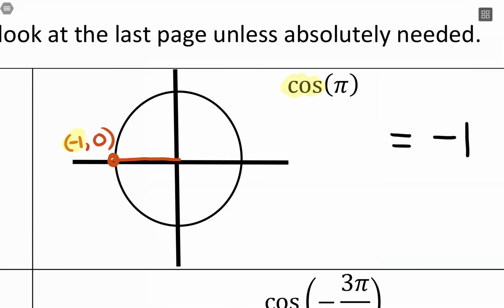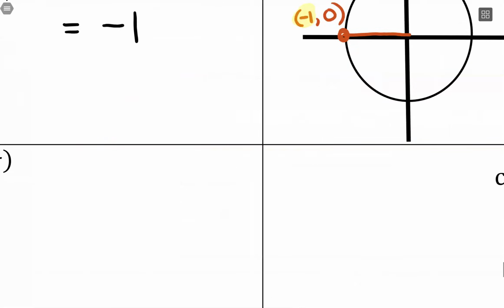Perfect. So this is to show I'm not looking at the unit circle itself. I'm using the idea of the unit circle. It's definitely there, but we don't have to have it memorized necessarily to find these individual points.